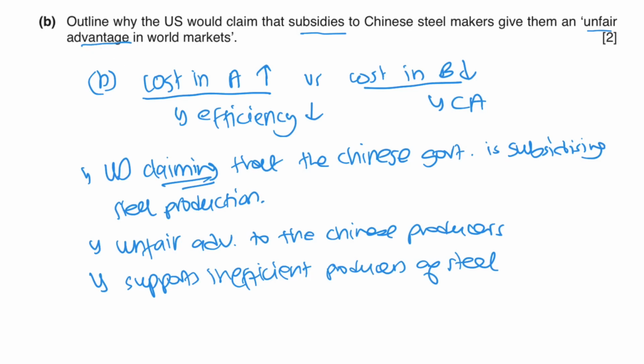So essentially, to get your marks in this question, you have to explain that if you give a subsidy to the producers of a firm, you're bringing down their cost lower than what it should be, and therefore you're giving them an unfair advantage. And the US claims that this is exactly what the Chinese steelmakers are benefiting from.